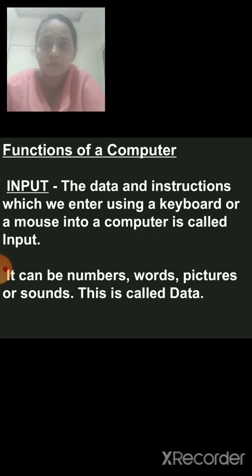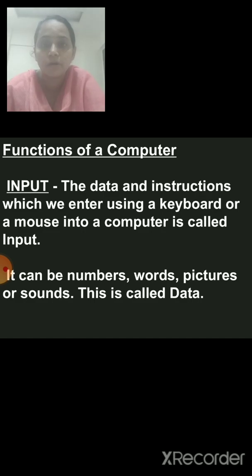First, input. The data and the instruction which we enter using a keyboard or a mouse into a computer is called input. Whatever we type using the keyboard, that is data we are giving to the computer. Suppose you are typing ABCD with the help of keyboard. That is the data, that is the input which you are giving to the computer.